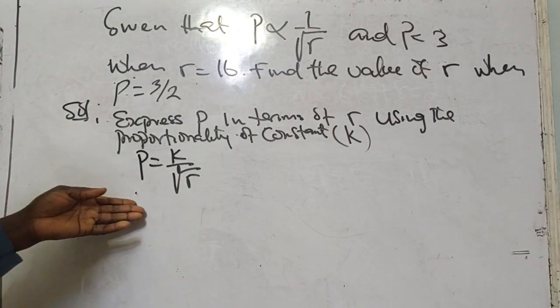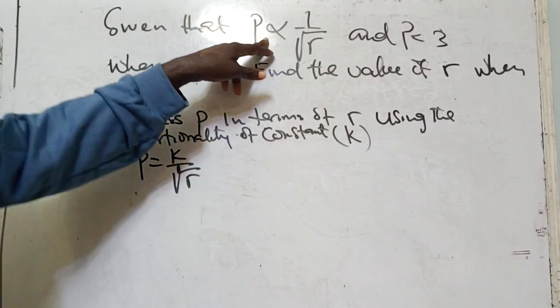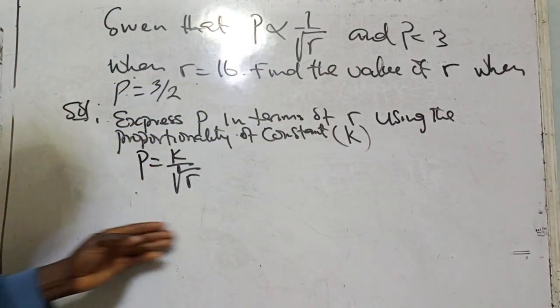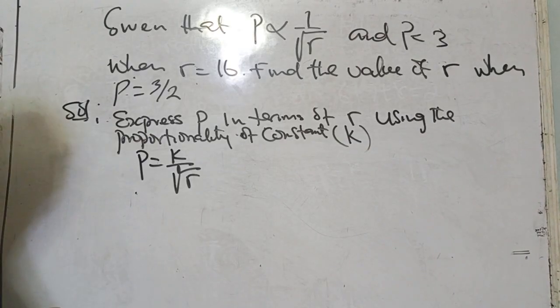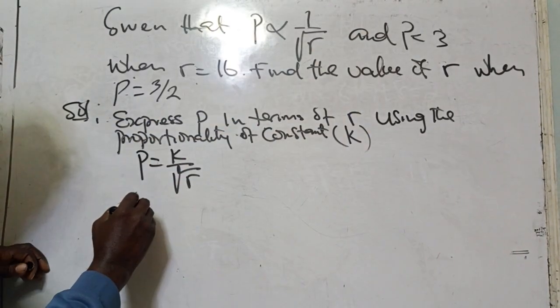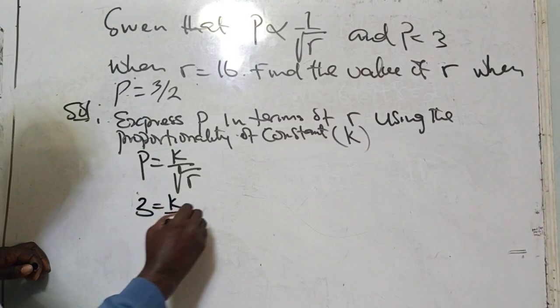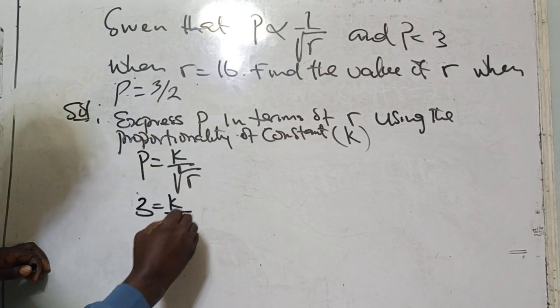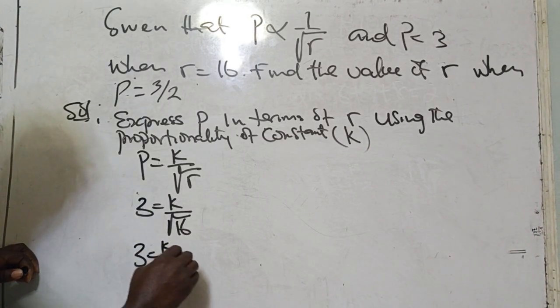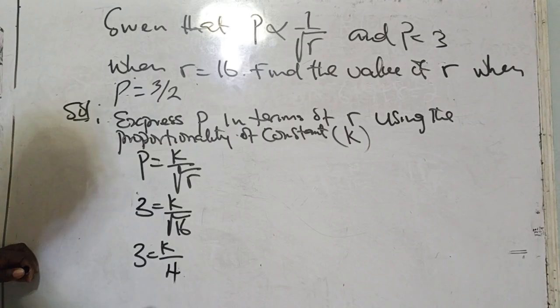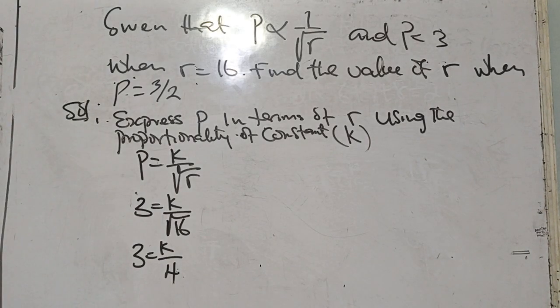So this is now the base formula that we want to use. It is after you introduce your constant that we start solving, because you have to look for the constant value. That is the first step in variation. Now we are told that P is 3, so we have 3 equals k over the square root of 16, since r is 16. What is the square root of 16? It will give us 4, because 4 times 4 will give us 16.